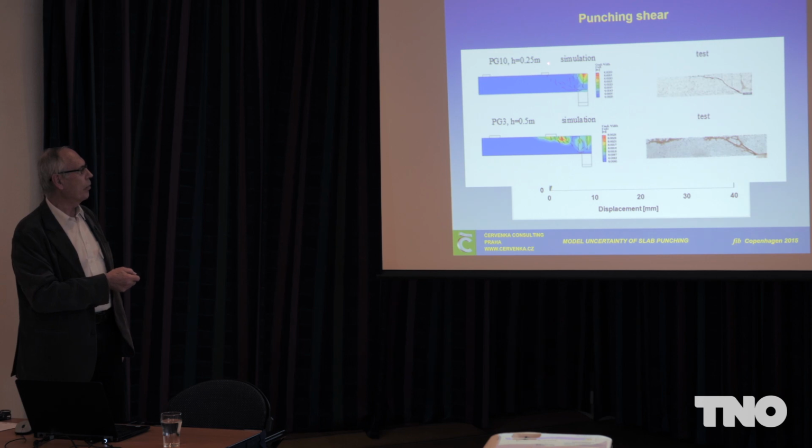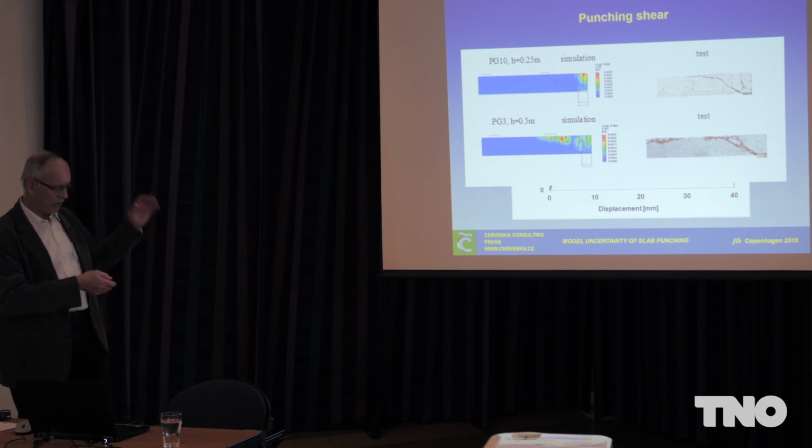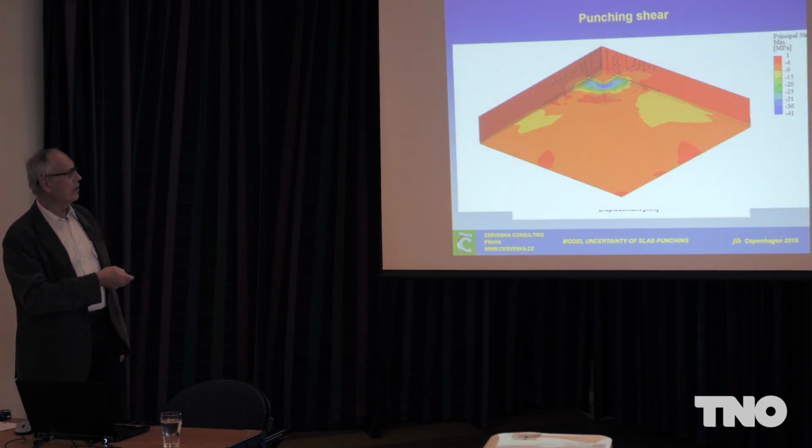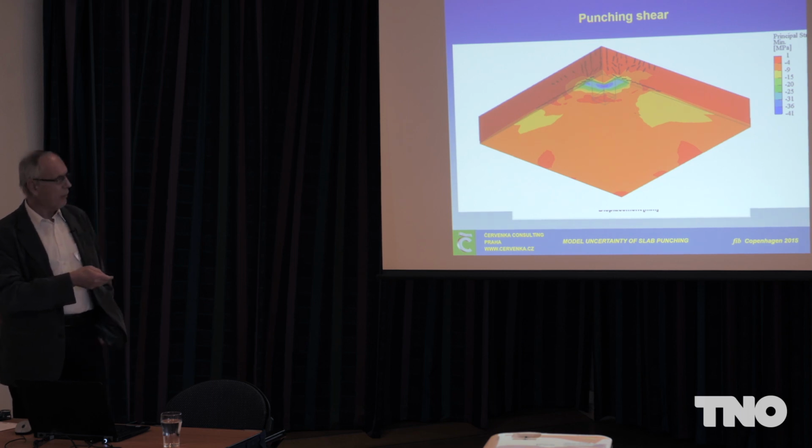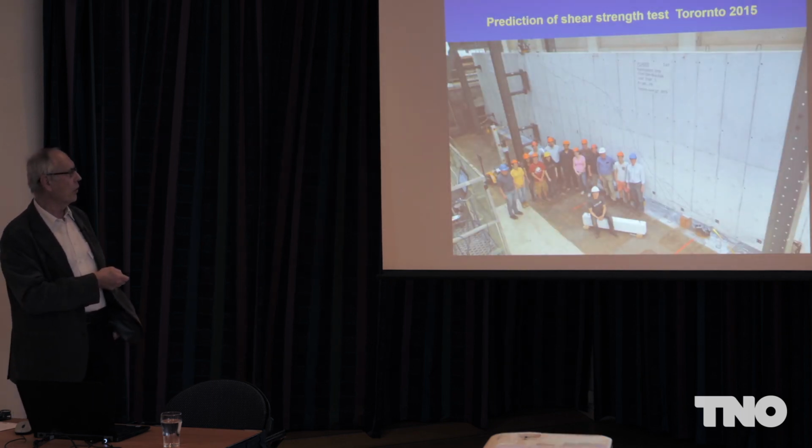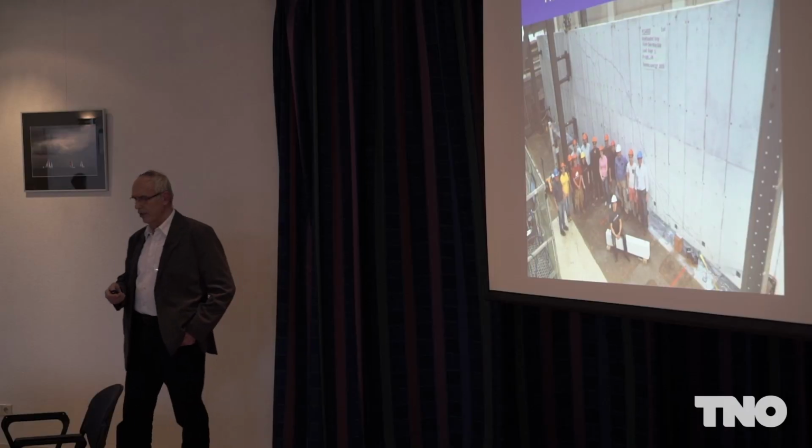So we have some punching cones here, like in tests, and here. And these are two slabs with different sizes again. And this is description of compressive failure, which occurs in punching, of course. And this is a very interesting subject.